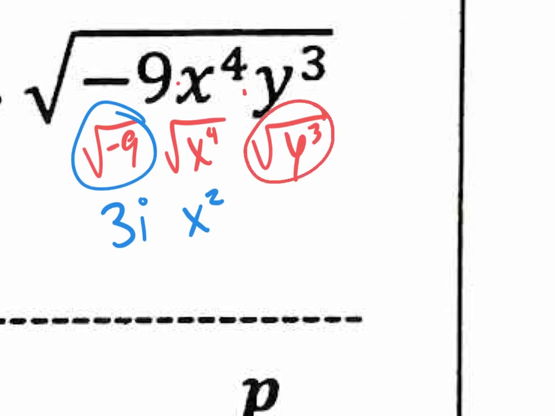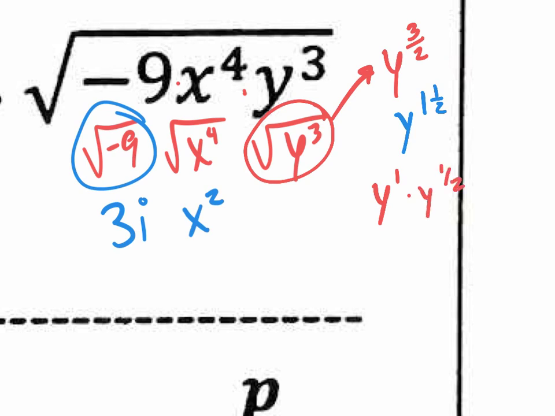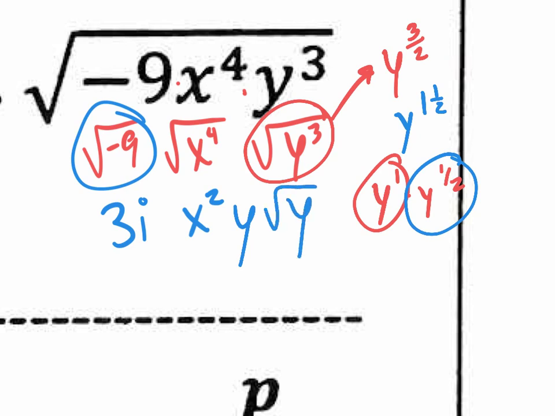Last one, this one's going to require some work on the side, so I want to take this square root of y to the 3rd, I want to rewrite it as y to the power over root. 3 divided by 2 is what? 1 and 1/2. And I'm going to split the base using rule 1 of exponents backwards. Y to the 1 times y to the 1/2. So this y to the 1, that's a nice beautiful y. I want to put it as part of my answer. And y to the 1/2, what does that become? Square root of y.